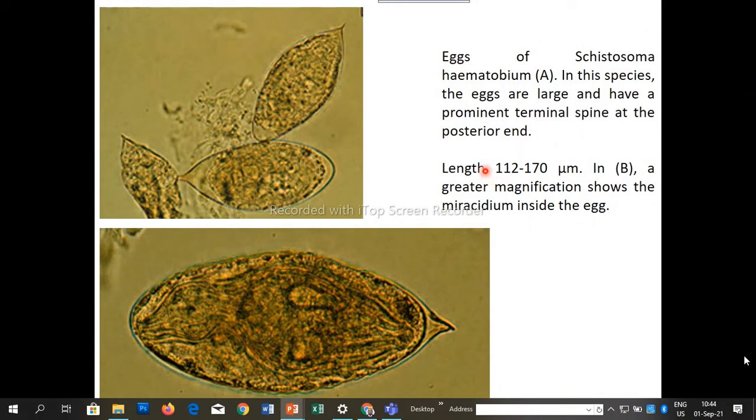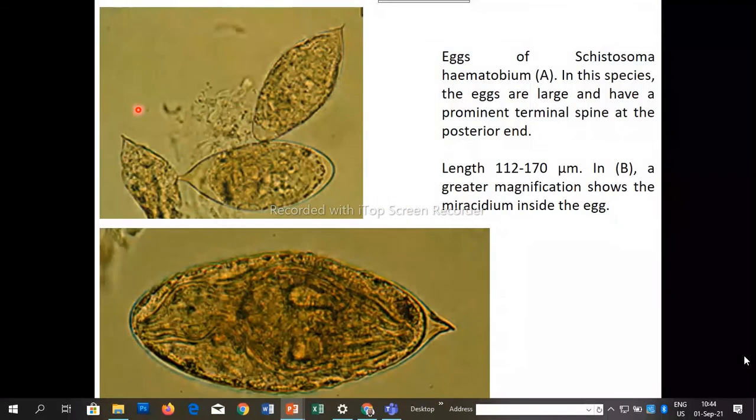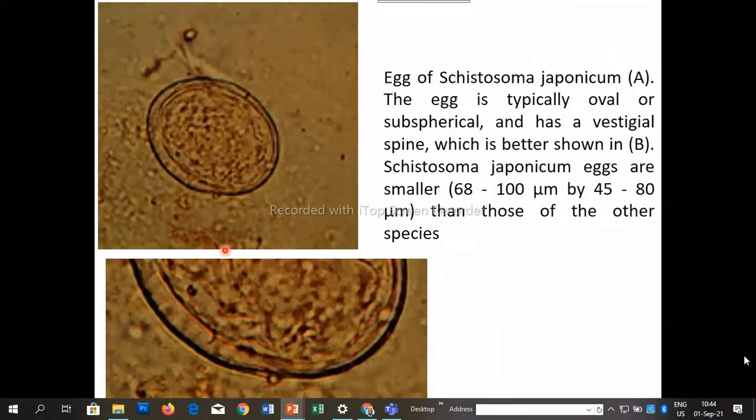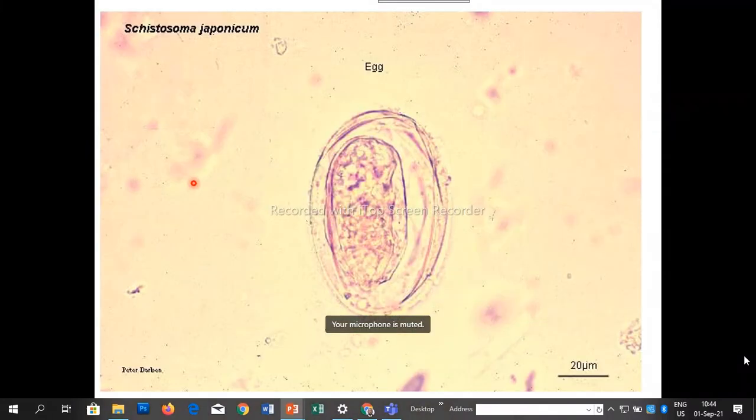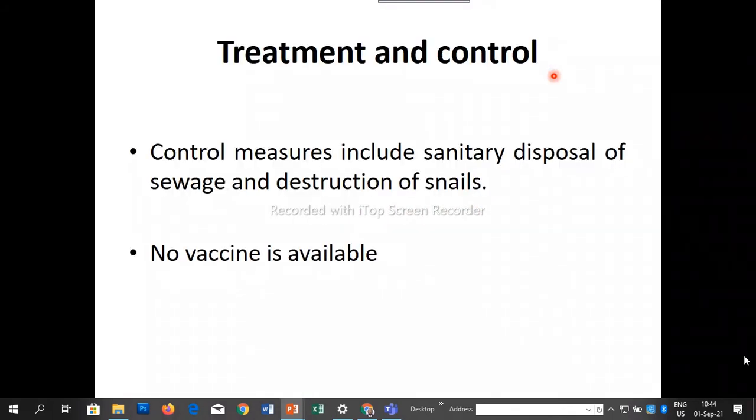They can measure around 100 micrometers in size. They are very big. This one has a clear spine, it's not a lot, but it's not clearly seen, and it's oval or round, not like this one. This is round. This is Japonicum, while Mansoni have this peripheral lateral spine, and the lateral spine is always seen. And they are not big like those of hematobium.